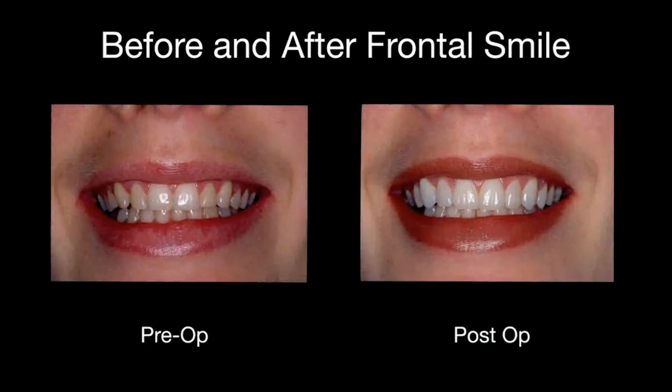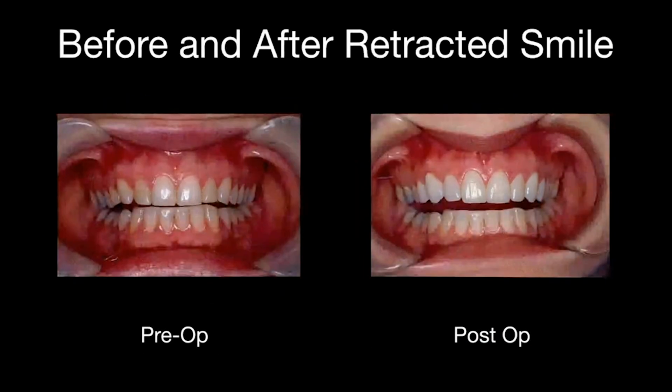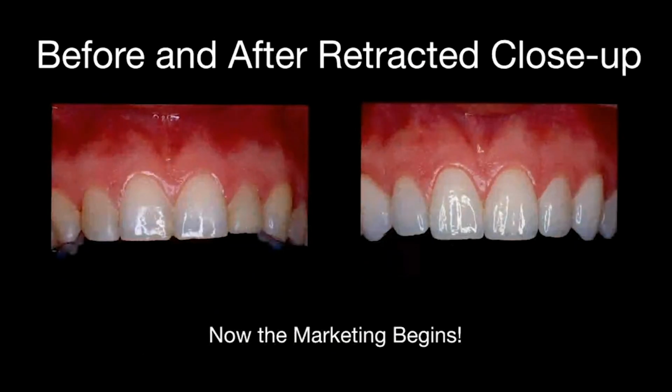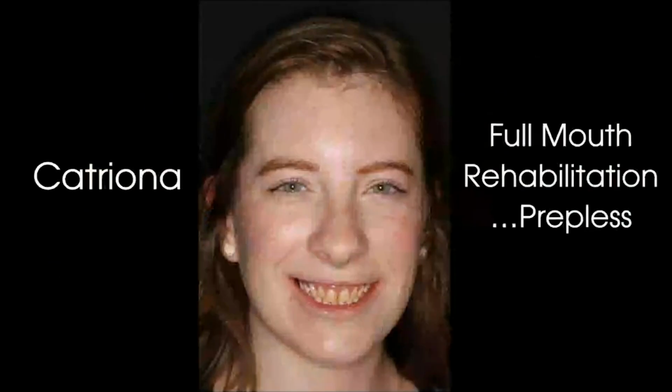So here's her before and after, because I said I'd take you up to provisionals today, pre-op and post-op. And here's another pre-op and post-op retracted, pre-op and post-op retracted close-up as well. And so now you can really catch an idea of how similar the finals are compared to the provisionals. Katrina is a great case.